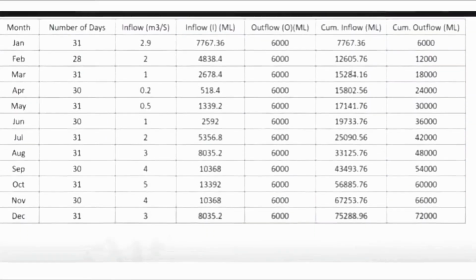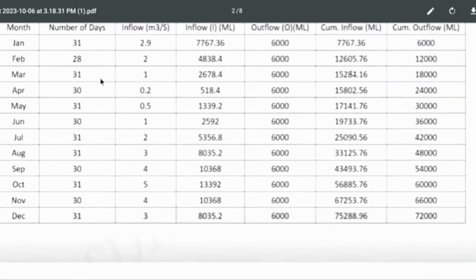Now moving to the mass curve method. Here all are the same, these million liter values are the same. Cumulative inflow and cumulative outflow are calculated. The cumulative inflow means 7767.36 plus 4838.4 equals 12605.76, plus 2678.4 equals 15284.16, plus 518.4 equals 15802.56.